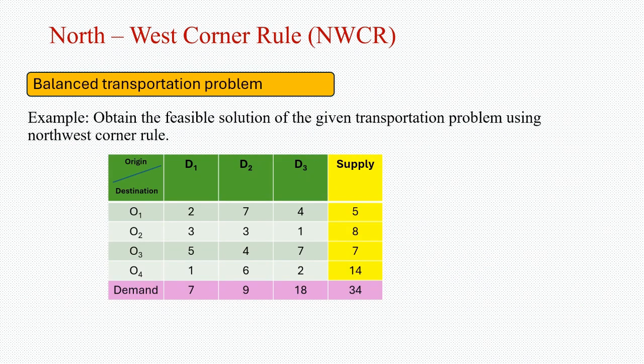Let us understand this clearly with examples. First, we shall understand how to solve a balanced transportation problem. Example: obtain the feasible solution of the given transportation problem using Northwest Corner Rule. Transportation problems are given in such tabular form. Here origin and destination are given along with supply and demand. Our objective is to transport the quantities from origin to destination in a way that reduces the transportation cost. Solution: this is the table.